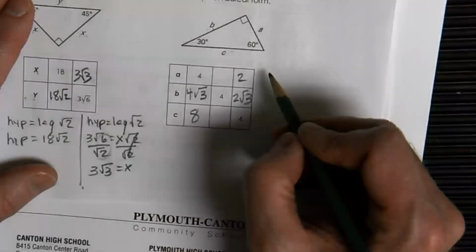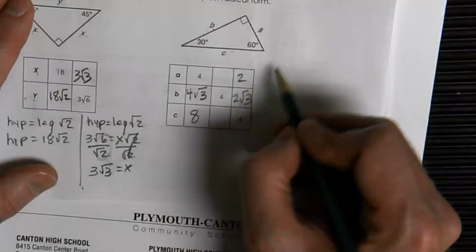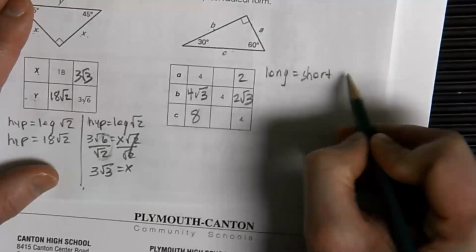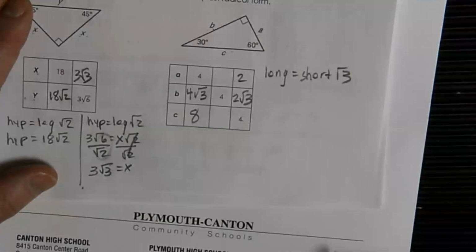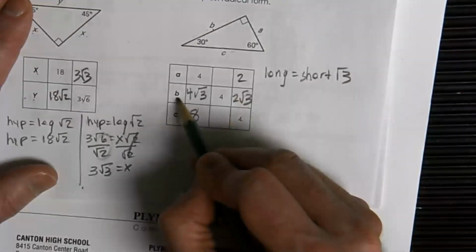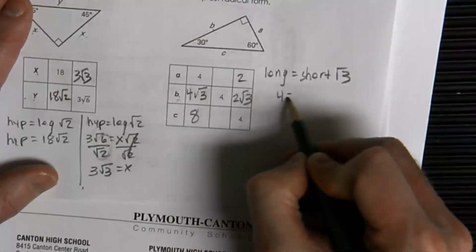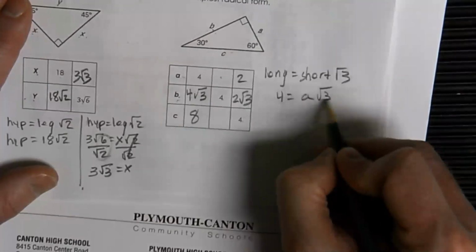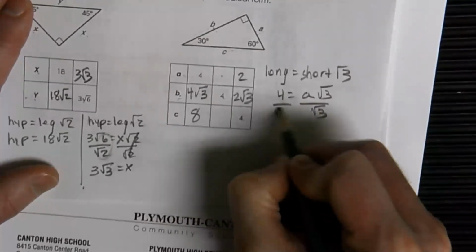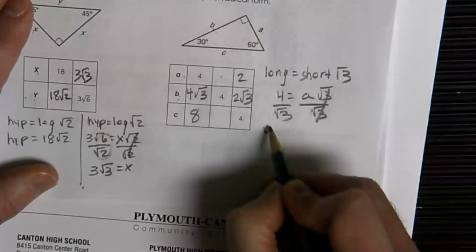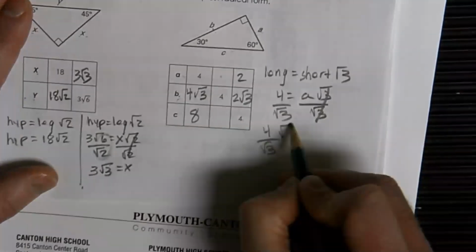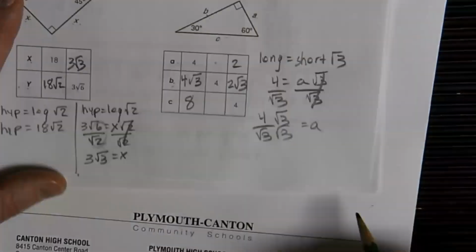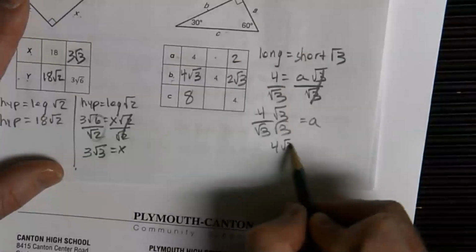So then we're going to finish up with the more calculation. Long leg equals short leg times root 3. The long leg is the B. The short leg is your A. And we divide by root 3. We have to rationalize the denominator to get rid of that root 3 on bottom. So our final answer is 4 root 3.